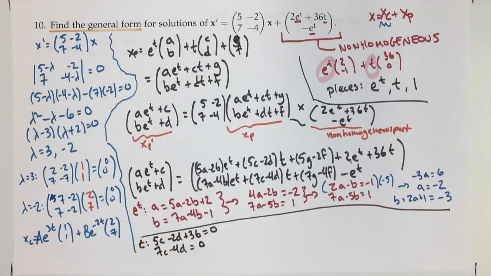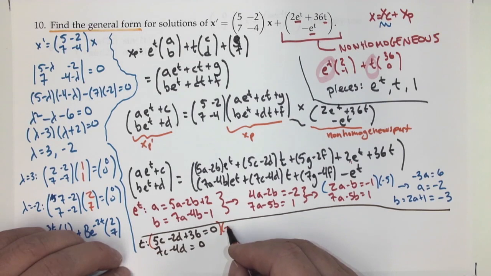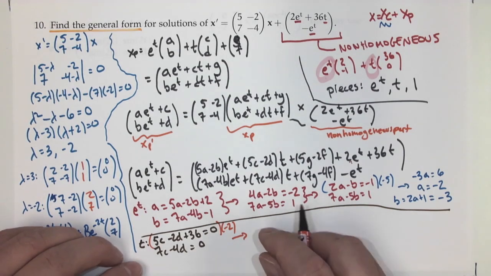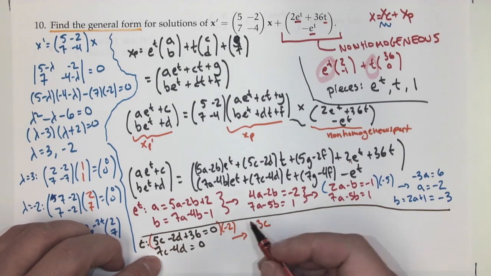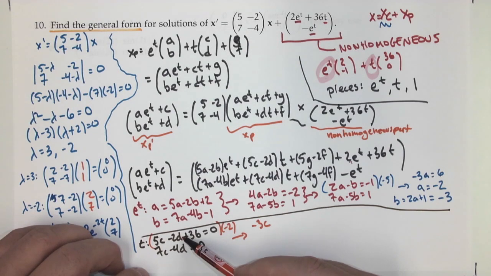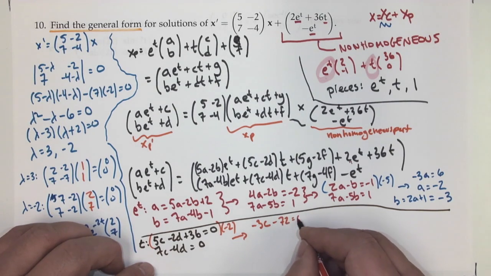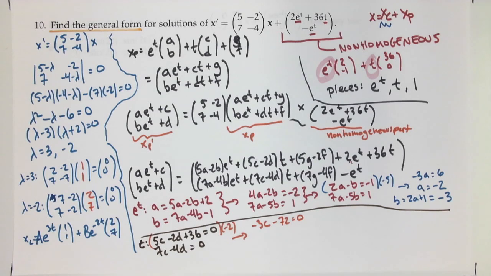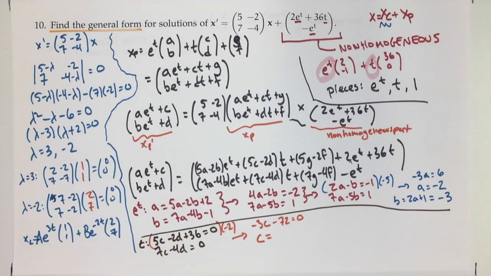All right, well, what can we do here? Again, we can cancel out. Let's cancel out the d's. Multiply the first equation by negative 2, add it to the second. What do we get? Well, we'll get minus 10c plus 7c is minus 3c. Minus 2d times minus 2 is plus 4d, minus 4d is 0. Minus 2 times 36 is minus 72. So minus 3c minus 72 equals 0. So that says, hey, we can solve for c. What is c? Negative 24.